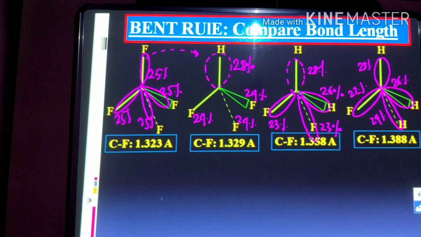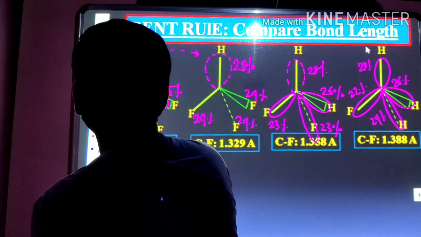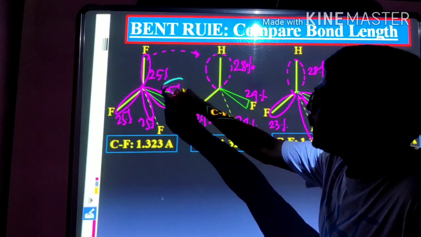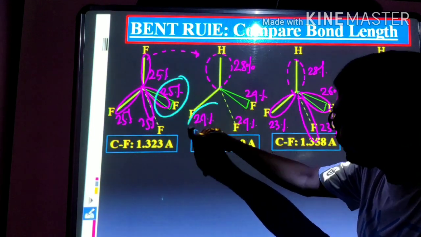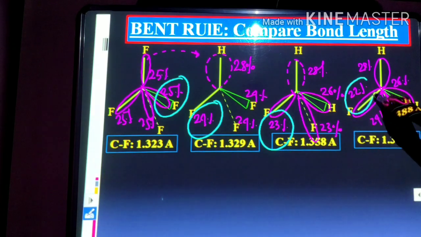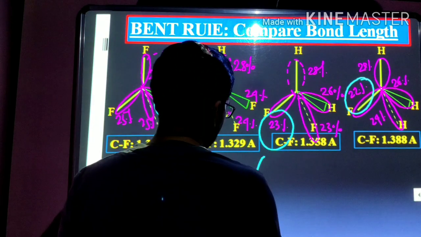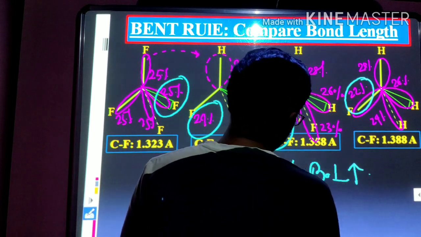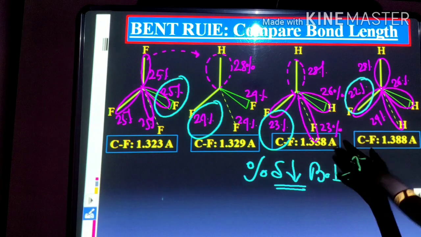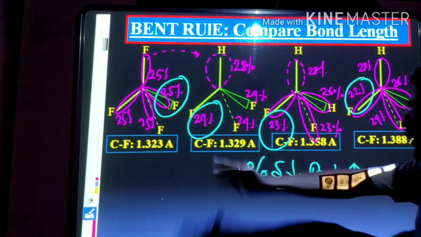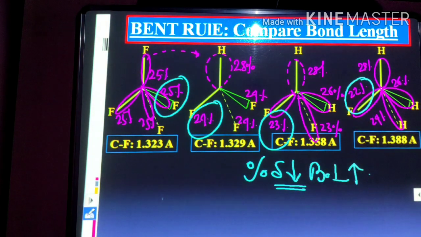Okay, so if you see these bonds now, here percentage of S character is 25%, here 24%, here 23%, here 22%. So as percentage of S character decreases, bond length increases. Please try to understand this one. If you understand this, then the other examples that I am going to show you will be very easy to explain.